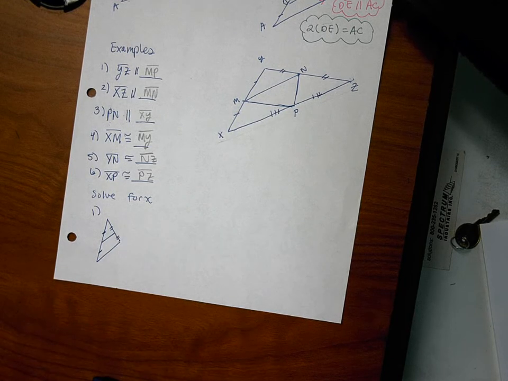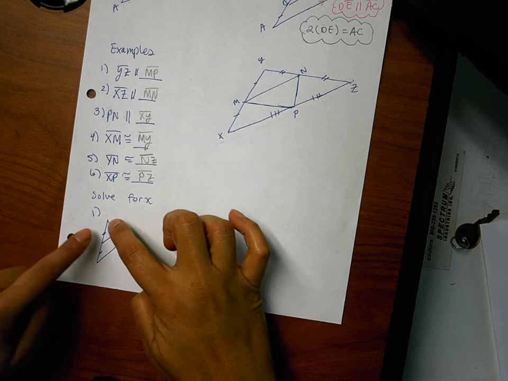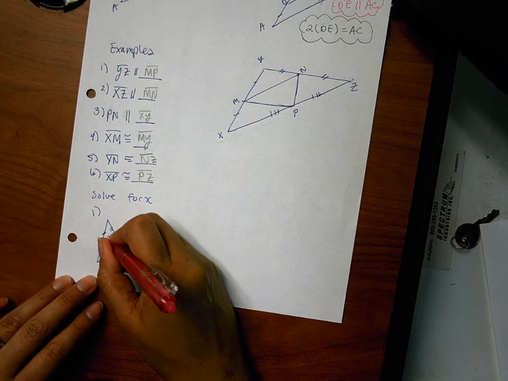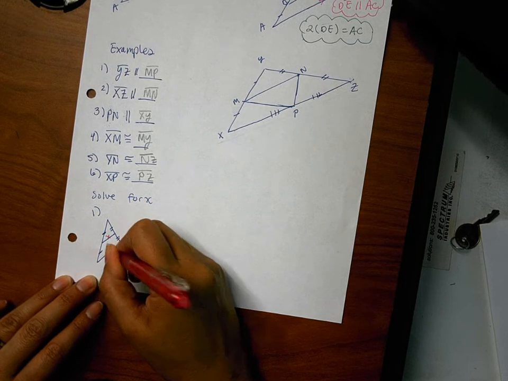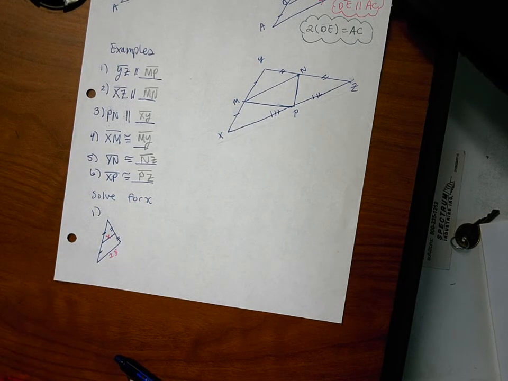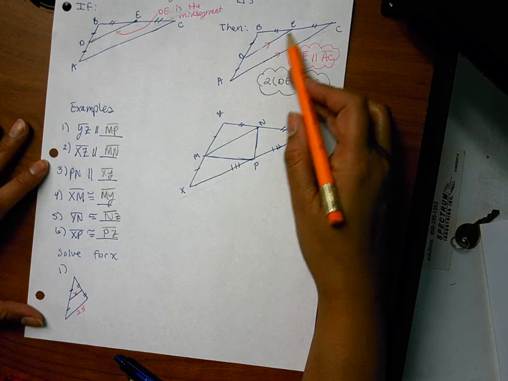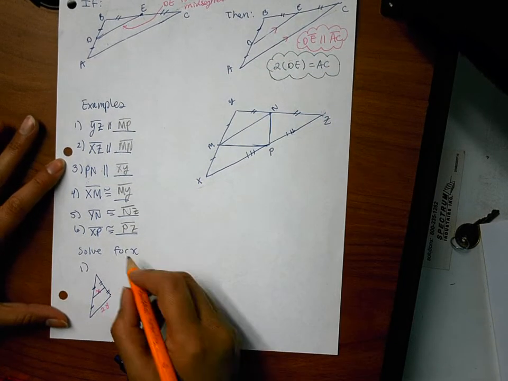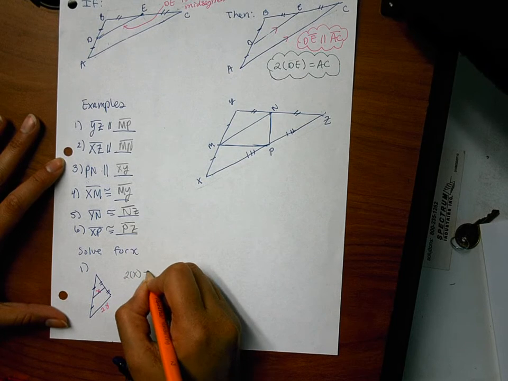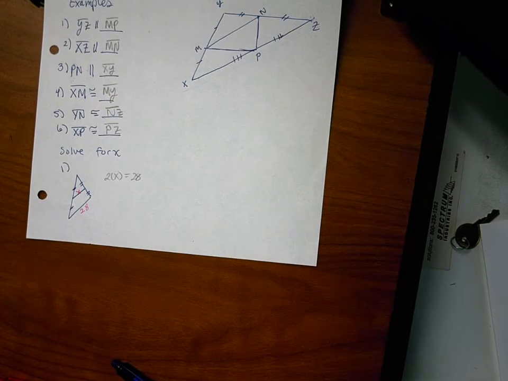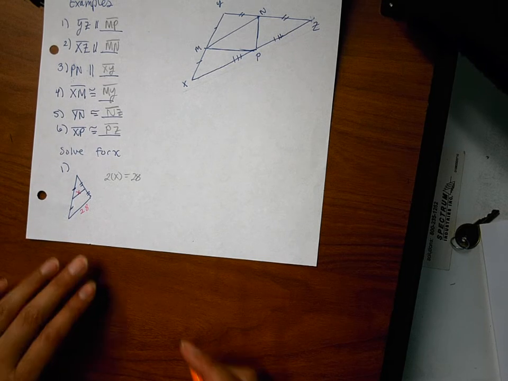Okay, so here they don't say that this line here is the mid-segment, but given those markings, you can conclude that it is the mid-segment. Okay, I'm going to give you that this is X and that is 28. So remember the formula that was given earlier, you double the mid-segment to equal the base. So I'm going to have 2 times X equals 28. And that's what we're going to solve. 2 times X equals 28.